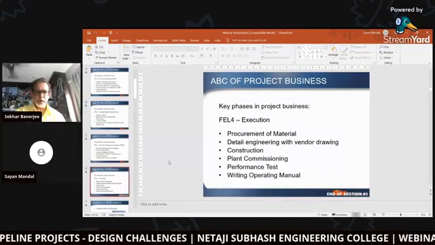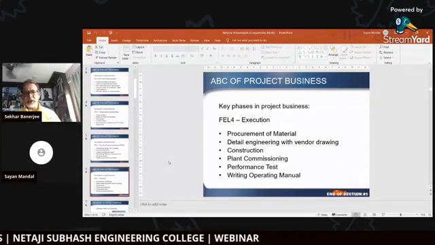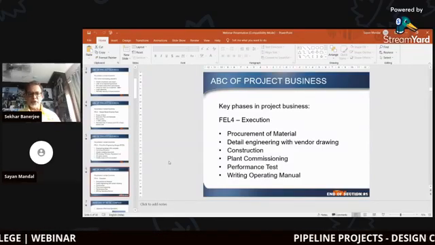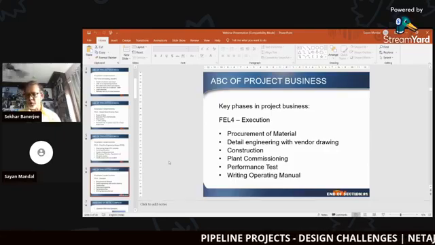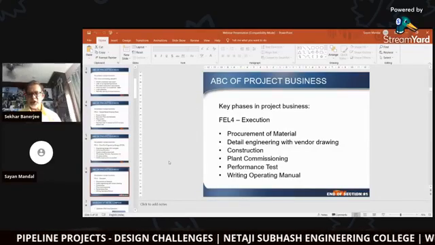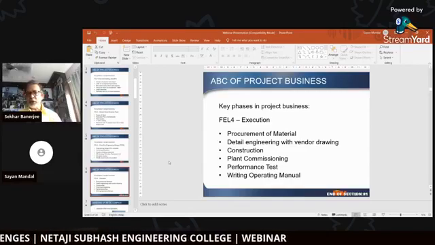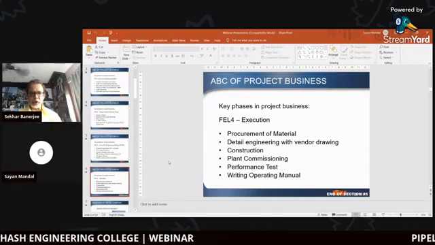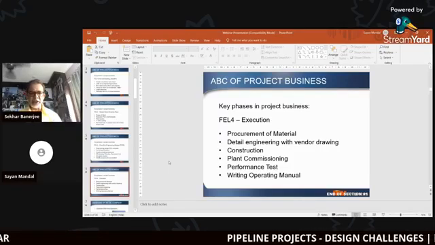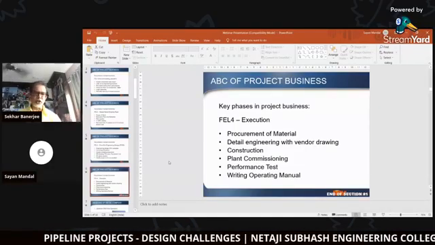FEL 4. FEL 4 is execution. This is the final engineering done by the construction companies. So here we need a lot of engineers. Some of you folks, people who are in the final year of engineering college, will get an opportunity to work here first. Here you will detail out every nut and bolt. You'll place orders for all equipment and pipes and construction items required.